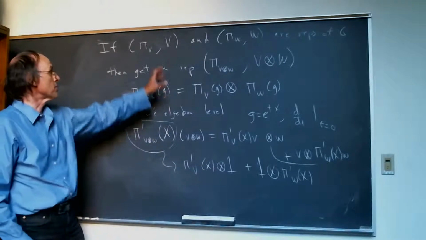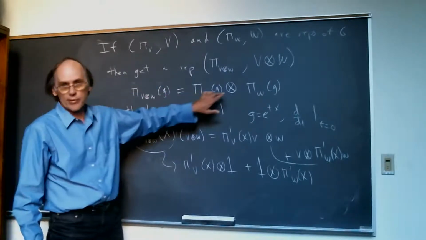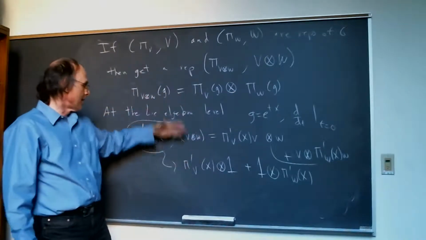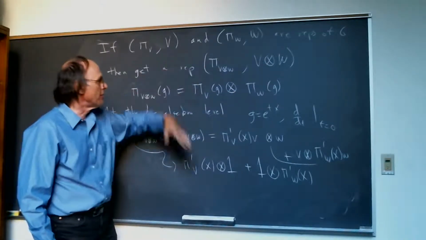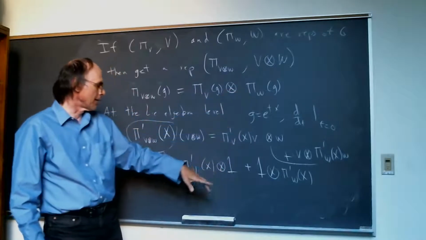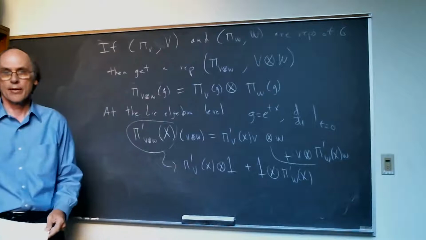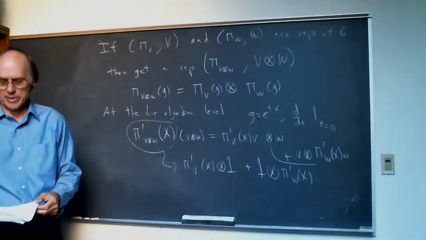So you have to watch out. The definition at the group level is just the normal product, but at the Lie algebra level you're taking a derivative, and the derivative of a product by the Leibniz rule means you're going to get a sum of two things like this. And there's a little bit more of an argument in the book.